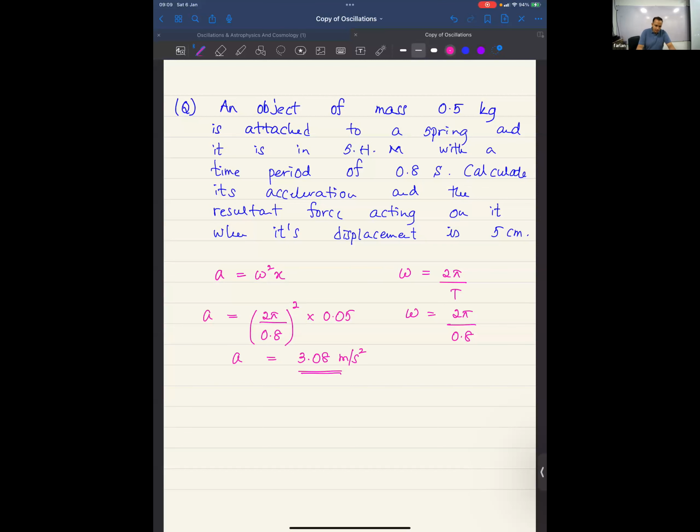And when it is having this acceleration, we are told to find the acceleration and the resultant force acting on it. To find the resultant force, F equals ma. The mass of the object is 0.5 times 3.08. That will be 1.54 newtons. That's the resultant force acting on the object. Okay. Right. The next one.